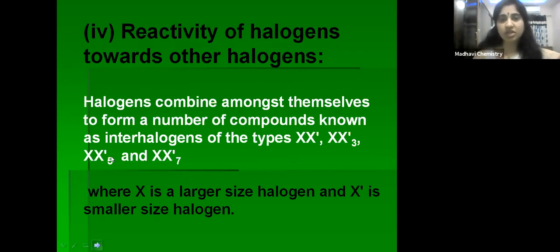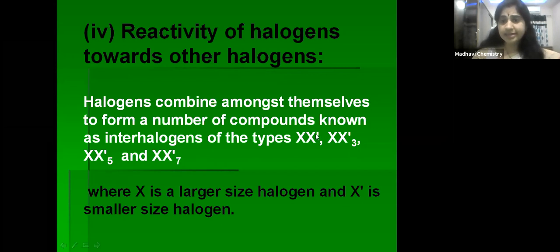Next one is the next chemical property, that is reactivity of halogens towards other halogens. As ma'am said, these halogens have a special property. They can react with other halogens. So halogens combine amongst themselves to form a number of compounds known as interhalogen compounds, of the type XX', XX'3, XX'5 and XX'7.